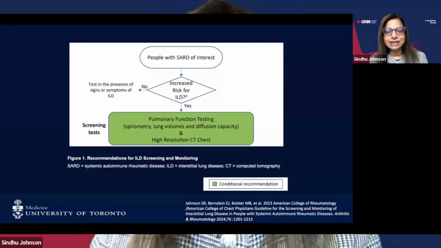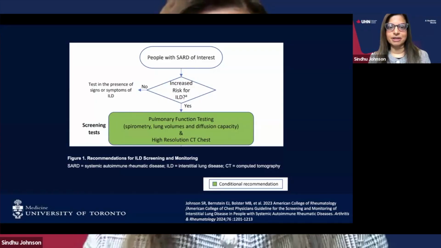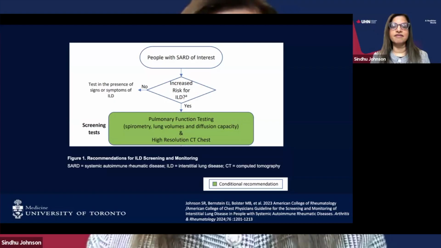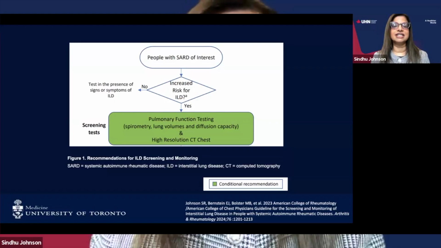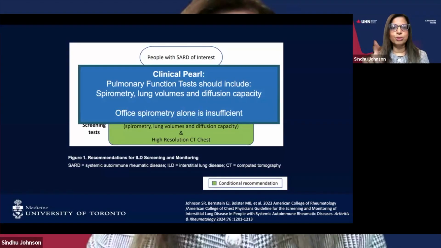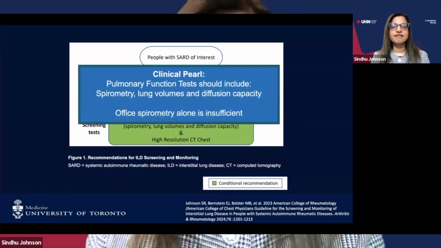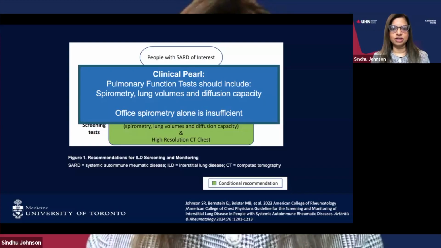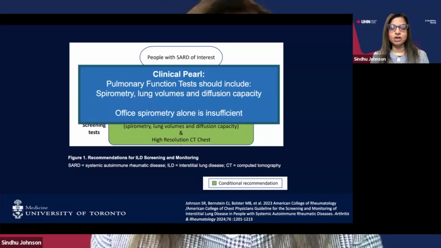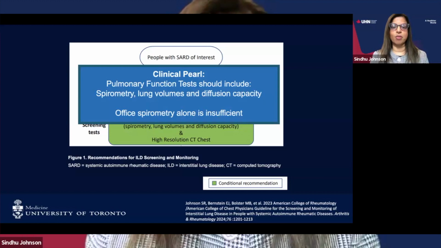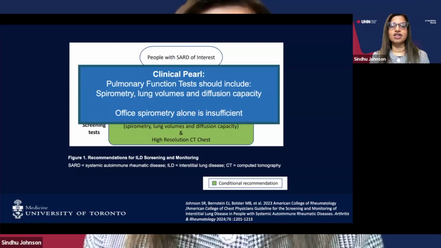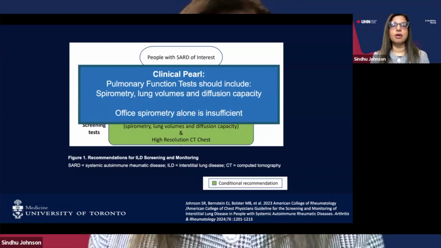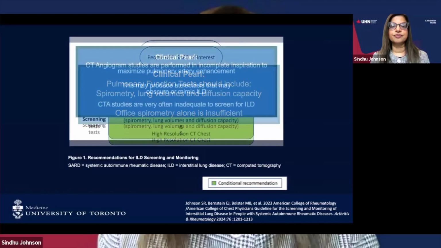So when it comes to screening for ILD in people with systemic sclerosis, the American College of Rheumatology conditionally recommends pulmonary function testing and high-resolution CT chest. Now, clinical pearl number 1. A pulmonary function test should include spirometry, lung volumes, and diffusion capacity. Often, pulmonologists will use office spirometry to monitor disease. However, spirometry alone is insufficient. We should be ordering full pulmonary function tests.